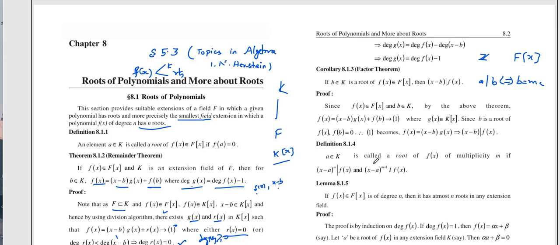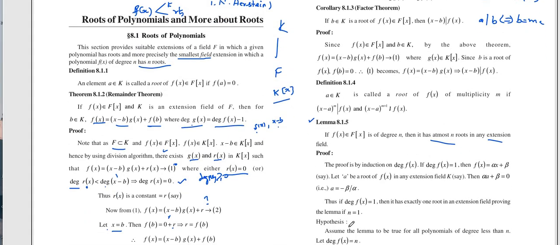Now a in K is called a root of f(x) of multiplicity m if (x - a)^m divides f(x). So that is our next definition. And you should not have (x - a)^(m+1) dividing f(x). So if f(x) is a member of F[x], that is, it is a polynomial over F and is of degree n, then it has at most n roots in any extension field. At most n roots in any extension. So this is our next lemma.